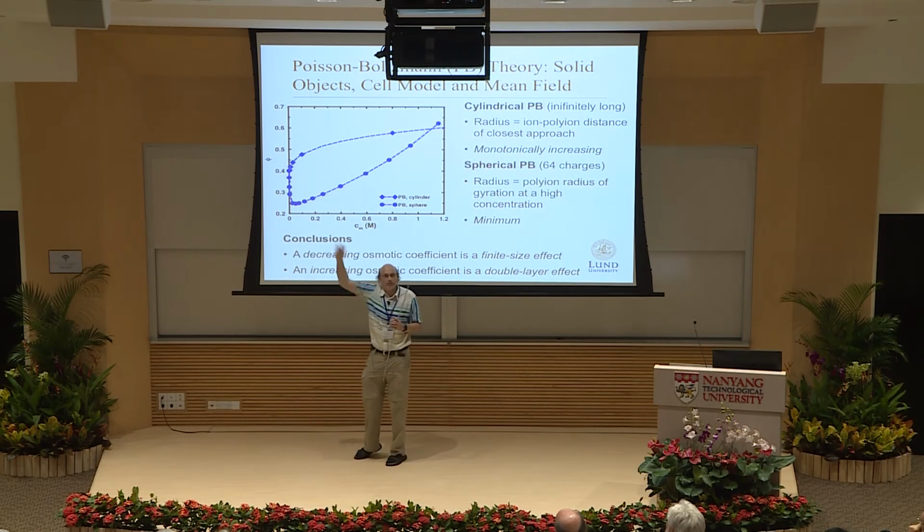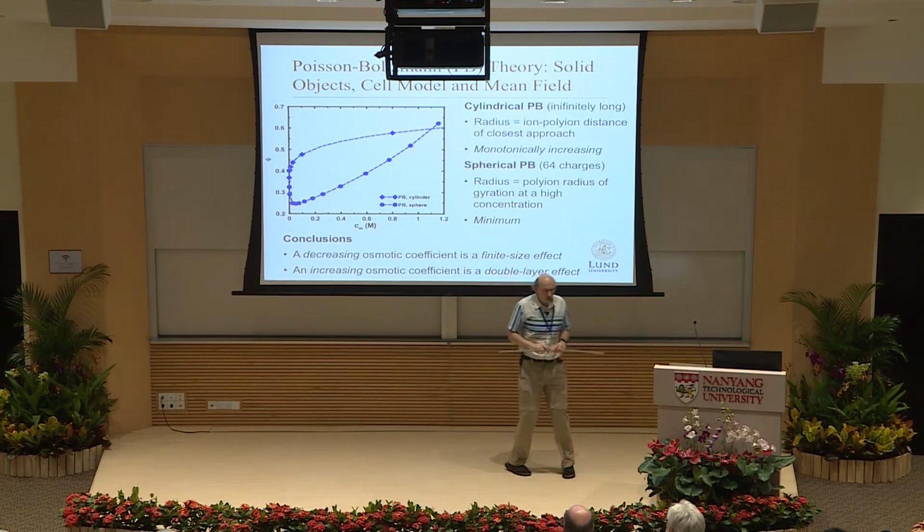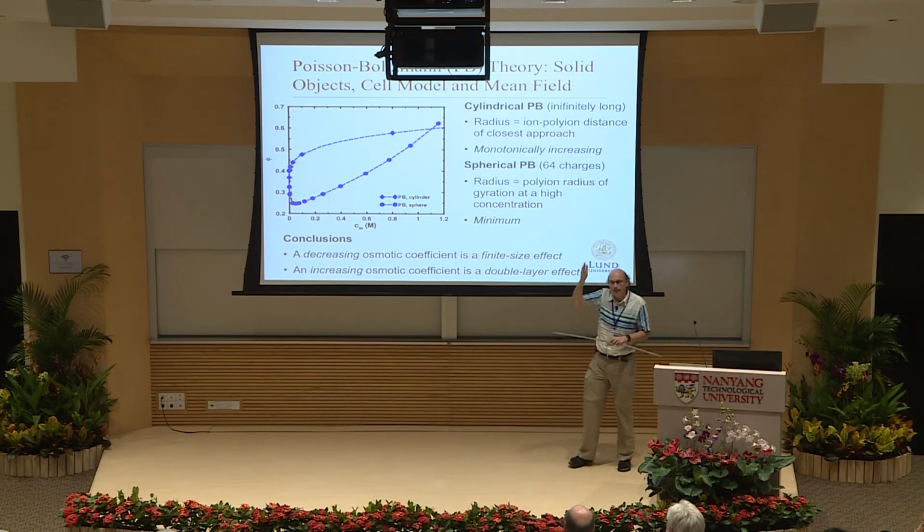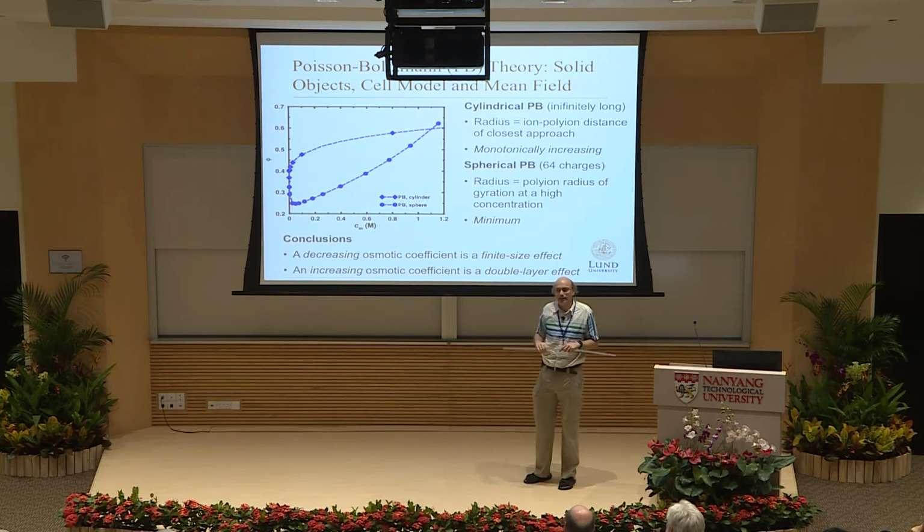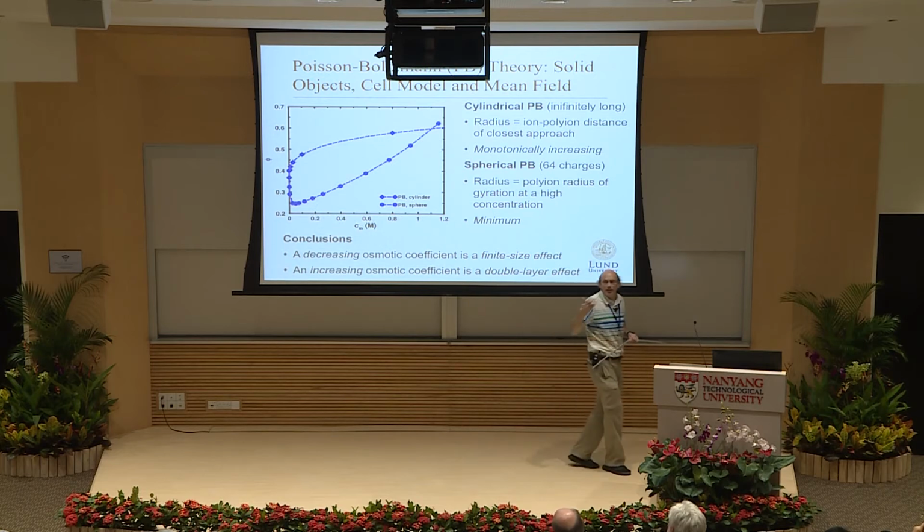But if you have a sphere, which is a finite object, we can once again dilute away the counterions at infinite dilution, and we start with a decrease, and then we get the increase of the osmotic coefficient. So what we see here is that the decreasing effect is a finite size effect, while the increase is a double layer effect. And mind you, I'm not saying that the semi-dilute regime doesn't exist, or that we're not in it. Just saying that's not the explanation for the increasing osmotic coefficient. It's kind of irrelevant in this system.